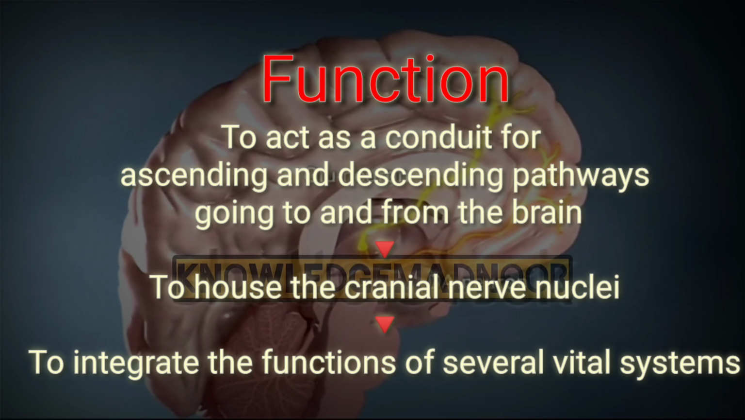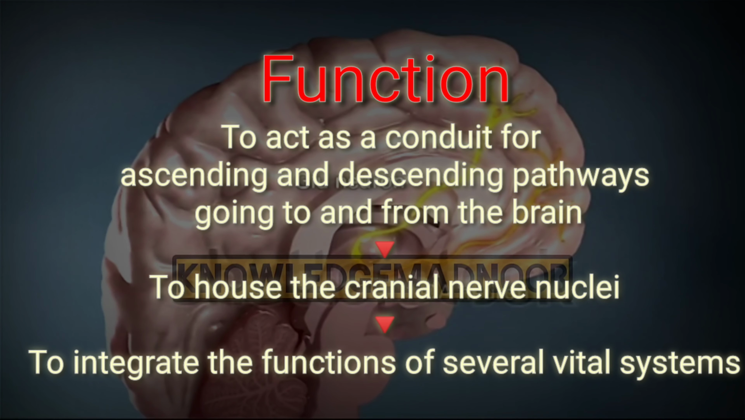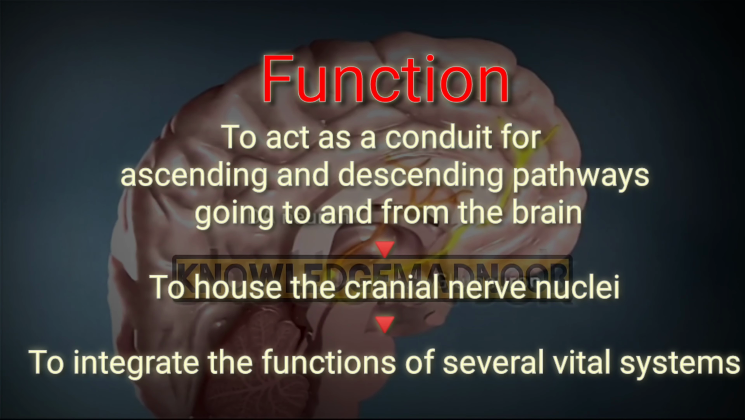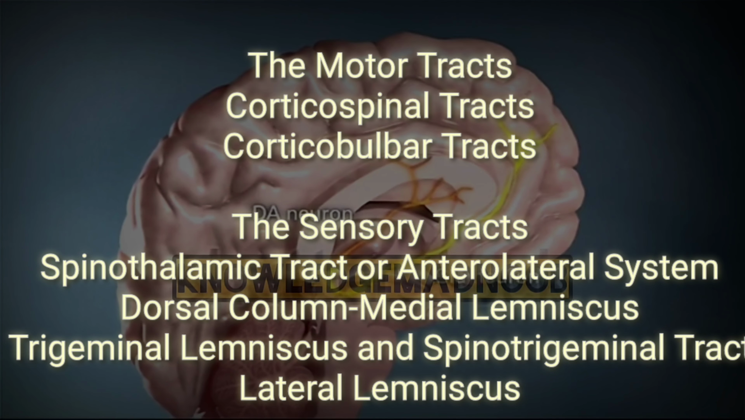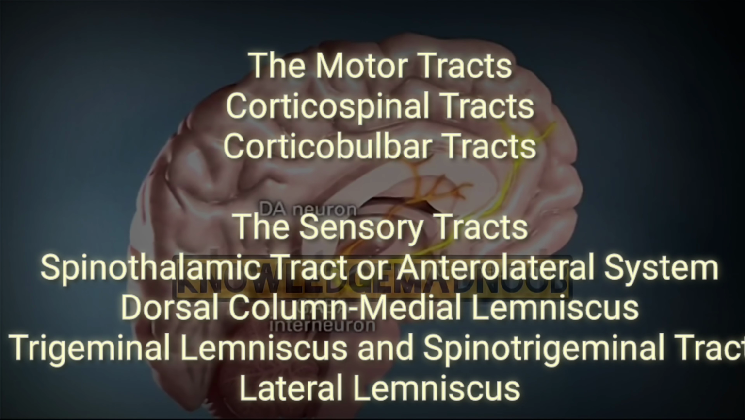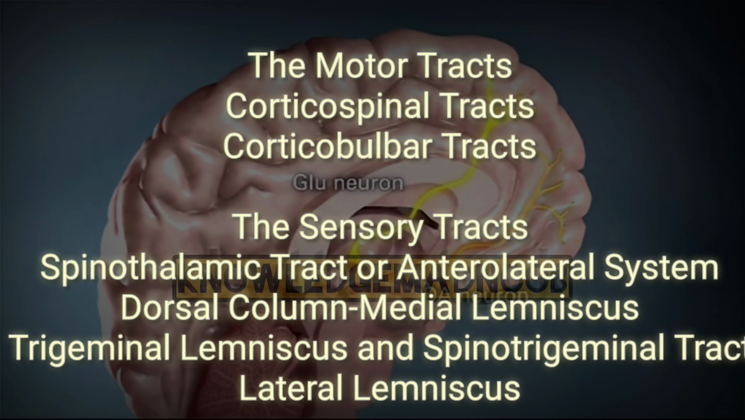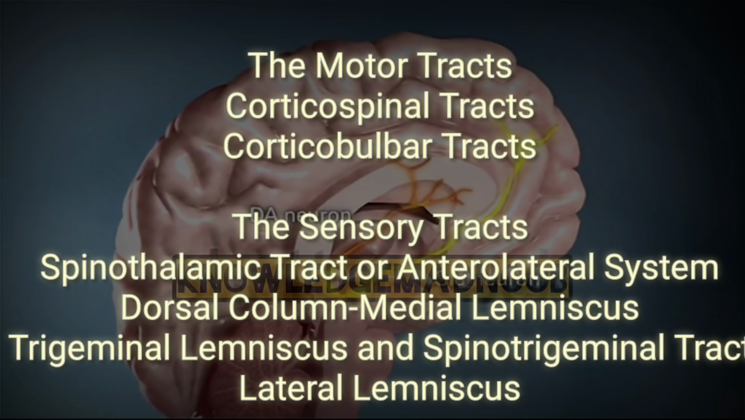To summarize, there are three basic functions of the brainstem: to act as a conduit for the ascending and descending pathways going to and from the brain, to house the cranial nerve nuclei, and to integrate the functions of several vital systems. The motor tracts include corticospinal tracts and corticobulbar tracts, and the sensory tracts include the spinothalamic tract or anterolateral system, dorsal column, medial lemniscus, trigeminal lemniscus, spinotrigeminal tract, and lateral lemniscus.